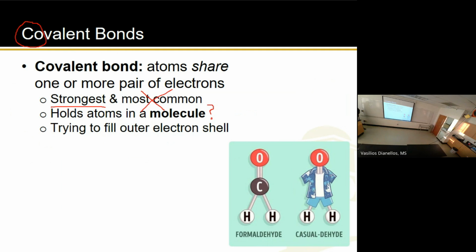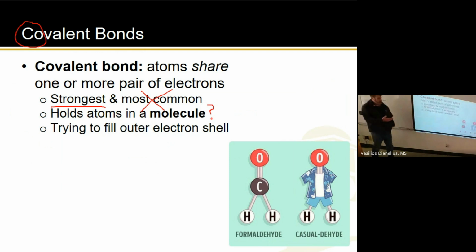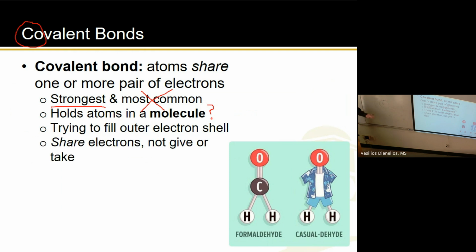Once again, just like the ionic bond, they're still trying to fill the outermost electron shell, right? That's what it's all about. Trying to get that full 8, or 2, depending on the situation. So again, they're sharing electrons. They're not giving away electrons. They're not taking them. They're sharing them. And there are 2 types.